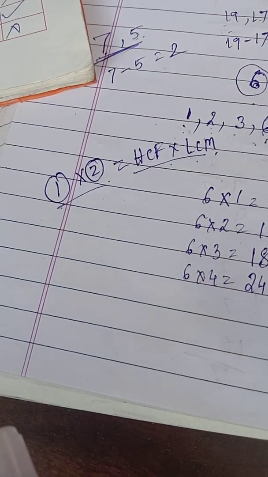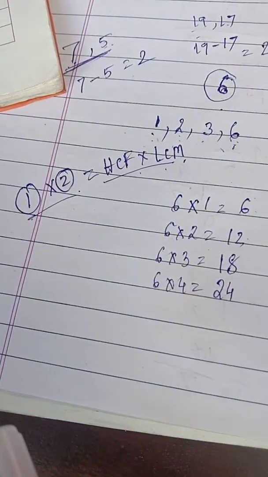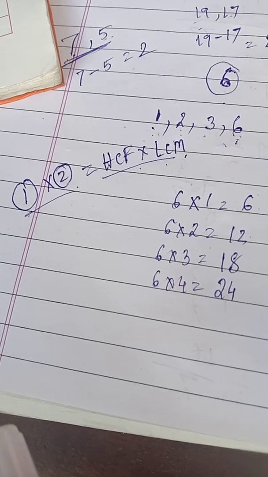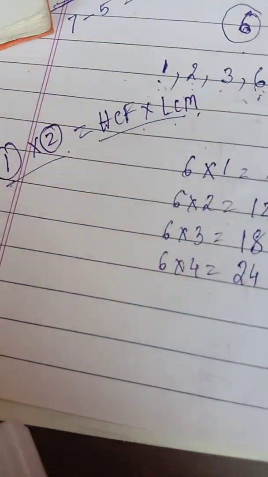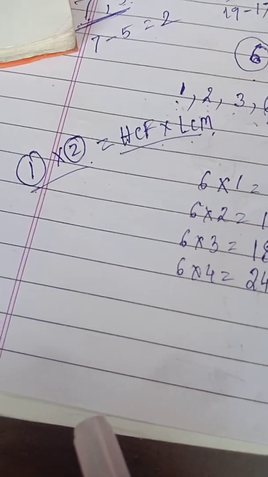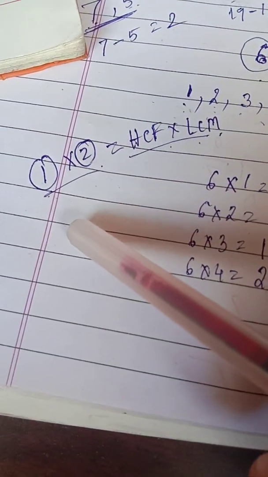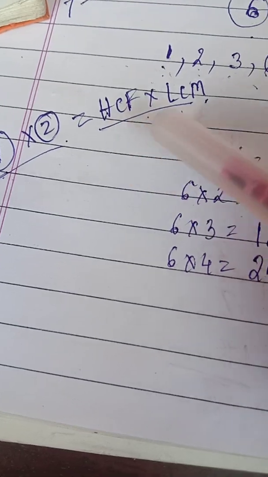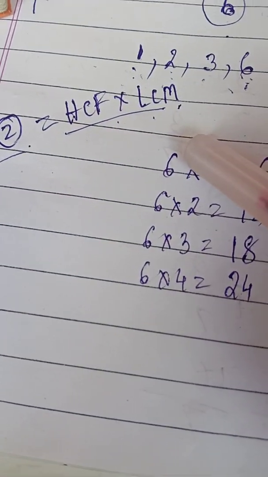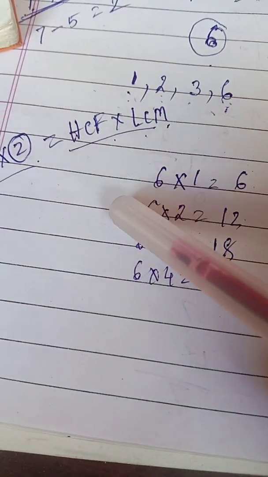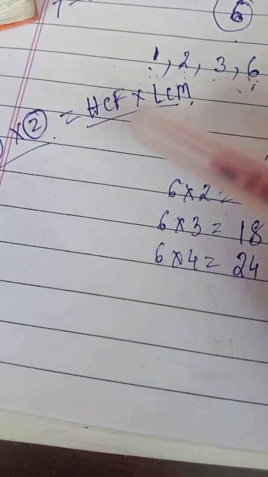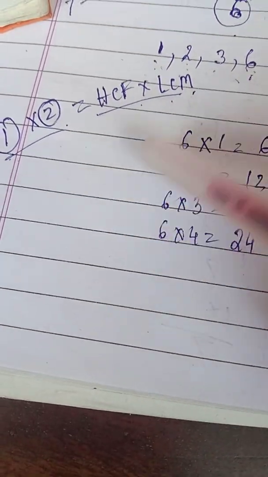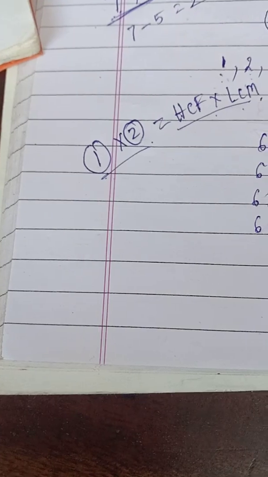यानी अगर दोनों नंबर दिए हैं, मानो अपने को 5 और 7 दिया हुआ है, तो 5 और 7 को मैं मल्टीप्लाई करूँ तो we will get 35. Same way, the HCF of 5 and 7 and the LCM of 5 and 7: HCF is 1 and LCM is 35. So here also we get 35. In both cases it will come the same.